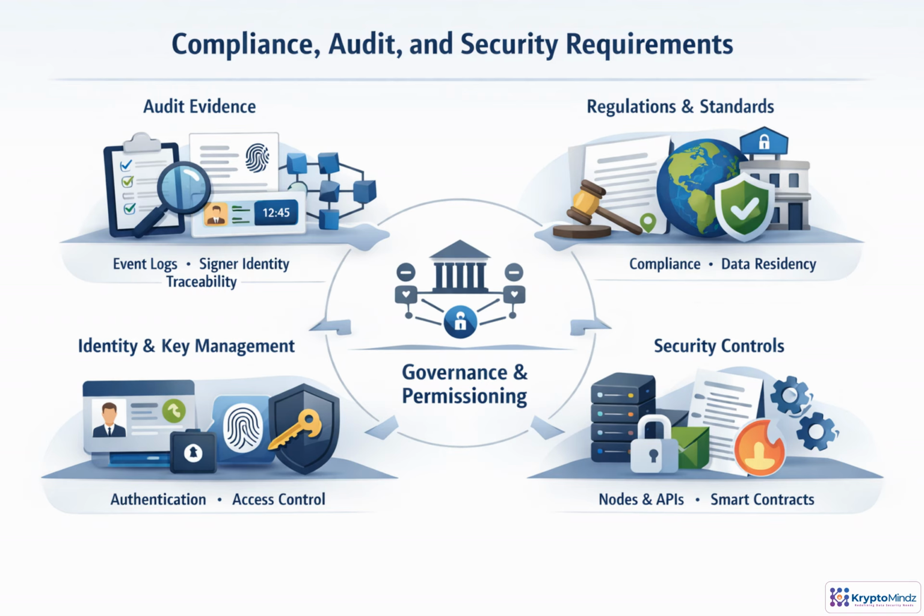In enterprise Besu projects, compliance and security cannot be added at the end. They shape the design from day one. Start by defining what evidence auditors will need: event logs, signer identity, timestamps, and transaction traceability. Then map the regulations, data residency rules, and retention periods that apply. Finally, make identity, permissioning, key management, node security, API access, smart contracts, and operational controls explicit. Clear requirements make governance enforceable, not aspirational.